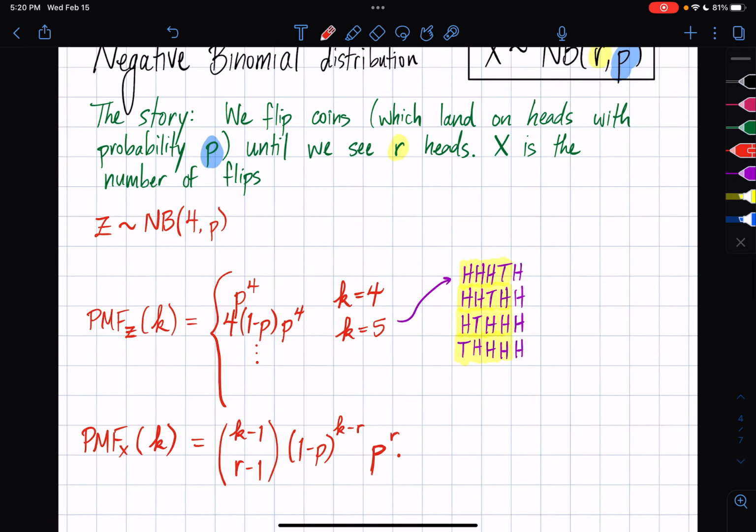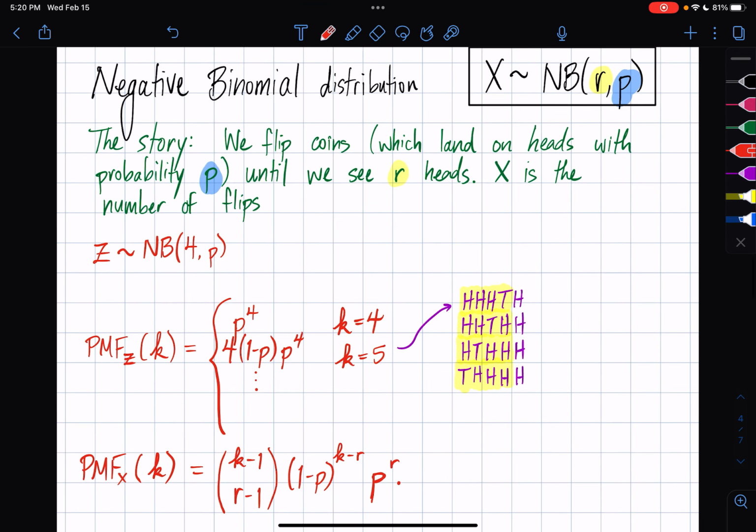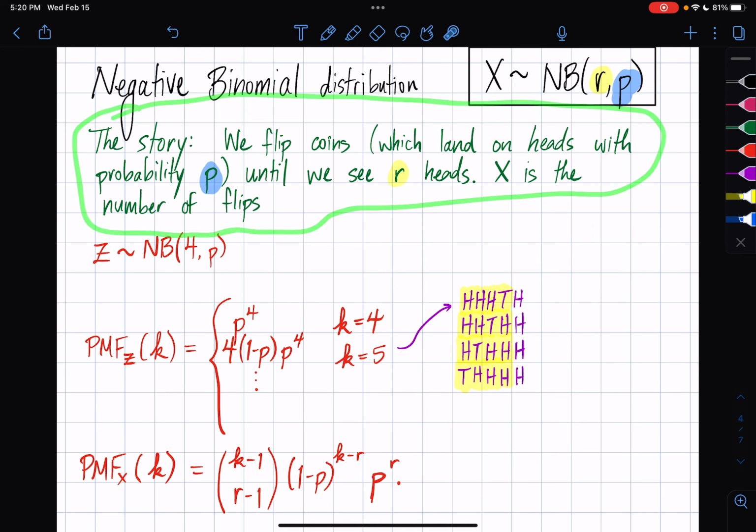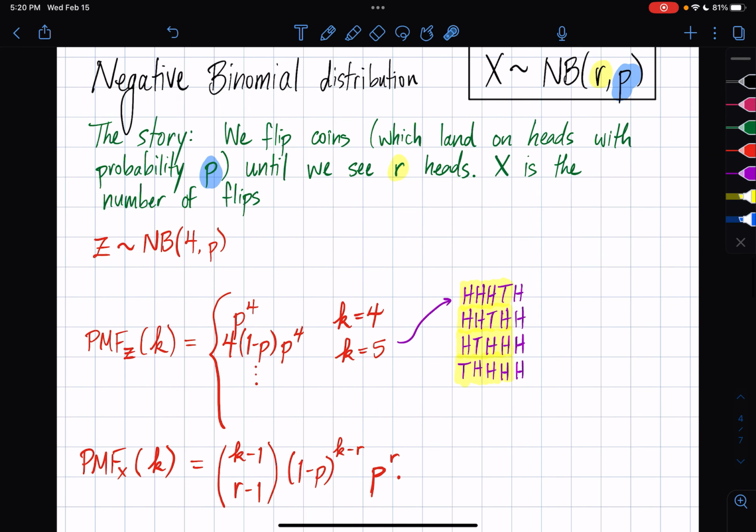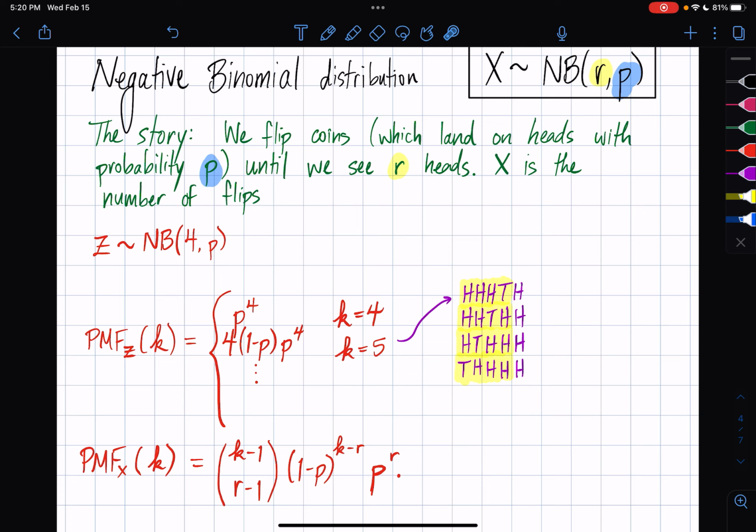Okay, so the negative binomial distribution is a really important distribution, but probably of the discrete distributions that we have, it comes up the least often. So what's important to do is to remember the story here, and then to think about how this goes. And we'll get some more practice with distributions like this in the future.